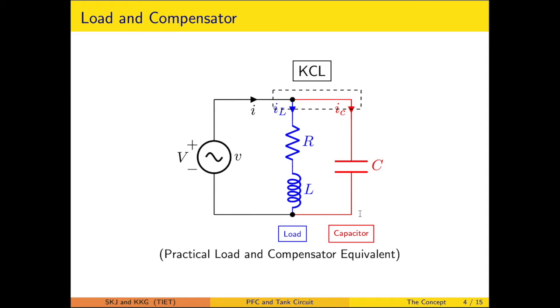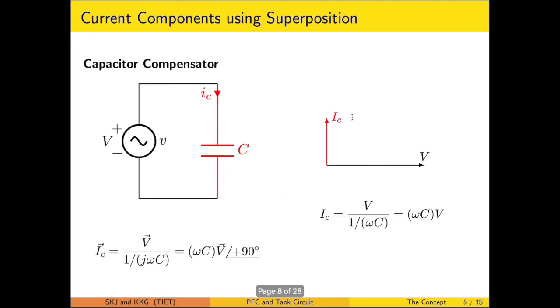It is forming two parallel branches. This particular one is an RL element. Because of this, it will be drawing a current from the supply which will be of lagging power factor nature. This is a pure capacitor. So the IC will be 90 degrees leading to the supply voltage. This we will be analyzing with the help of superposition, where you can make use of I is equal to IL plus IC.